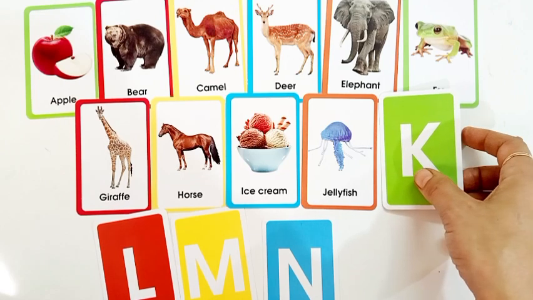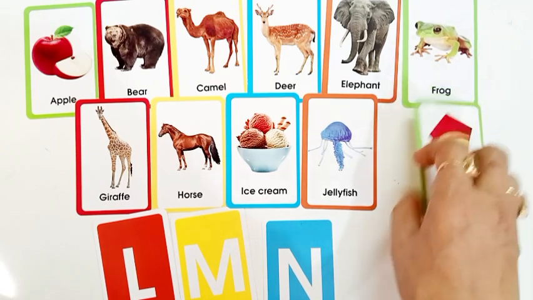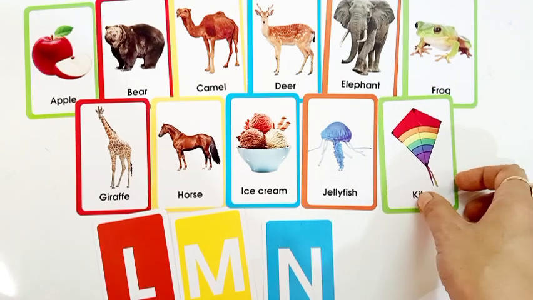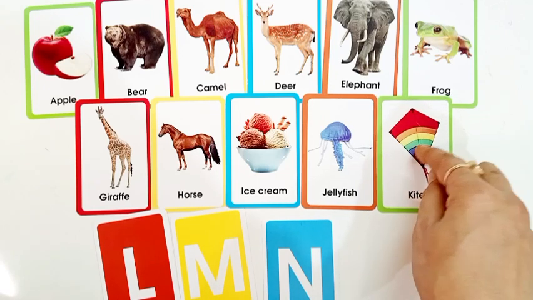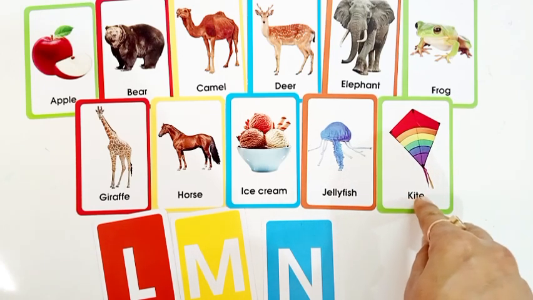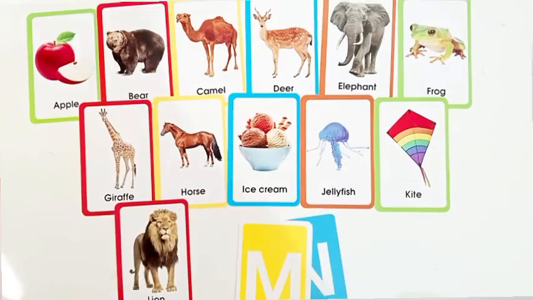Big letter alphabet K. This is K. K for kite. K-I-T-E, kite. This is kite.